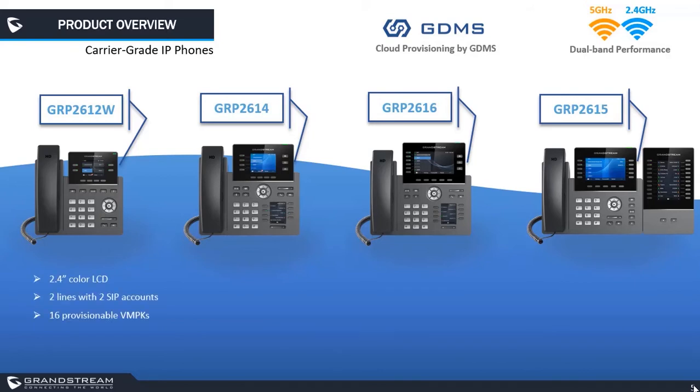So starting with the first model, the GRP2612W. One thing to note about this model is that it comes in three flavors: the 2612, 2612P, and 2612W, which is the one that supports Wi-Fi. So in case you're interested in buying the one that supports Wi-Fi, make sure it has the W at the end. This one has a small color LCD of 2.4 inches. It supports 2 lines with 2 SIP accounts, and you can use the line buttons to configure them with virtual MPKs, with a total of up to 16 VMPKs.